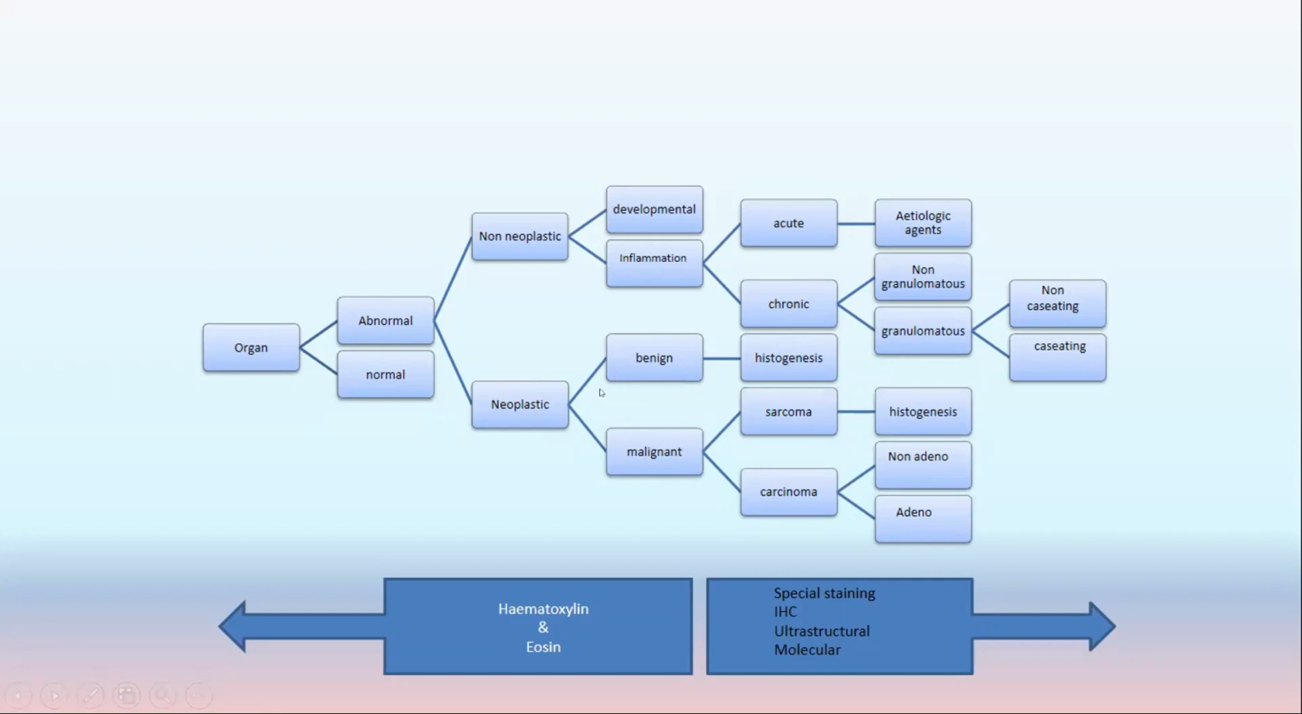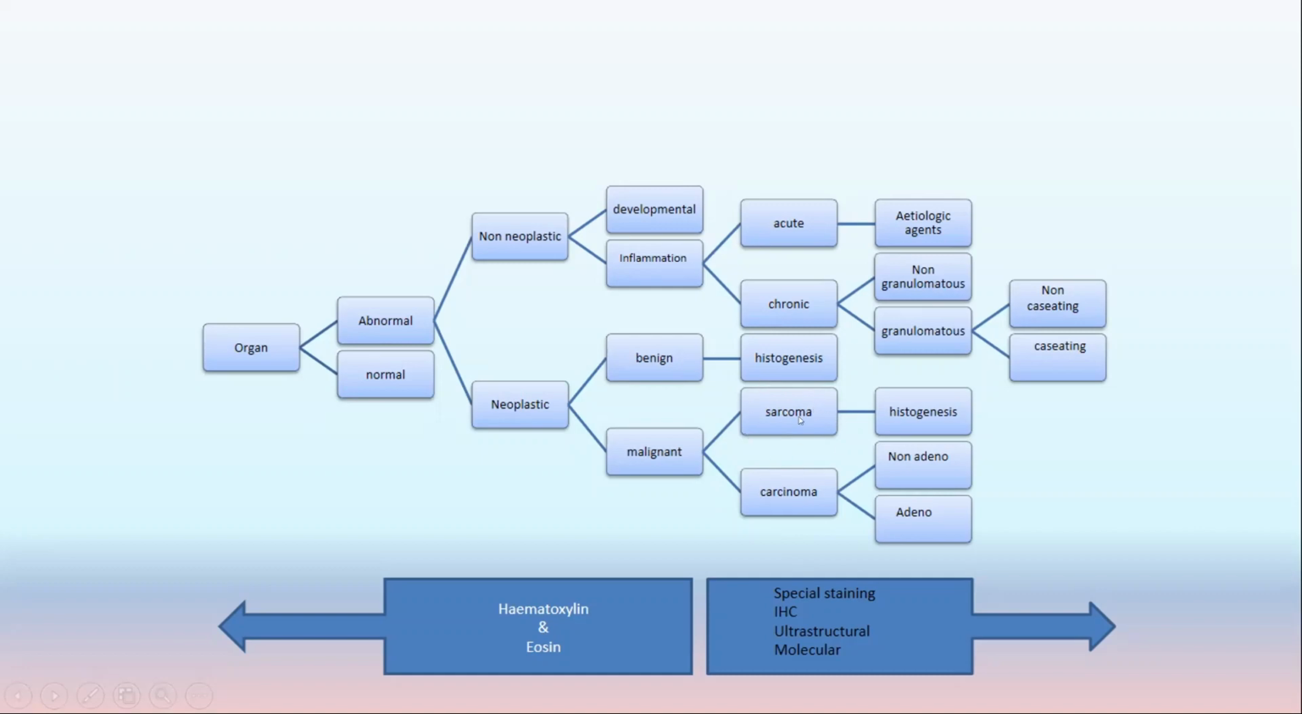Again, if you think it's malignant based on the features that you could see, actually the cellular morphology, you have to decide whether this is a sarcoma or carcinoma. Sarcoma basically is mesenchymal in origin, basically the soft tissue, whereas if it's epithelial in origin, it would be a carcinoma.